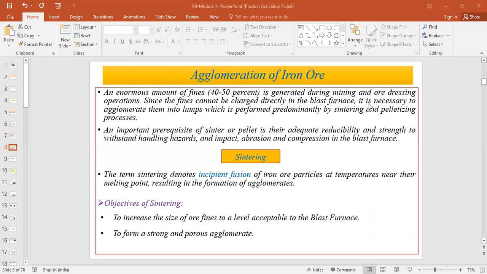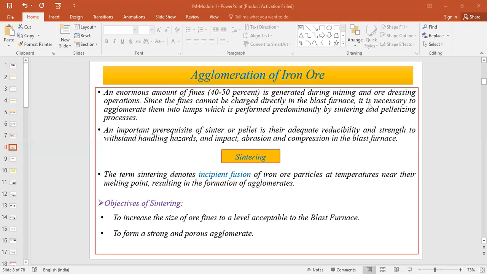If you see the quantity of iron bearing material that we are charging into the blast furnace, around 85 to 90% iron bearing material in the form of agglomerates will go into the blast furnace, and around 10 to 15% will go in the form of lumps. Because these agglomerates, especially sinters, have macro pores which you can witness clearly with the naked eye, having very good porosity. And the pellets have micropores.